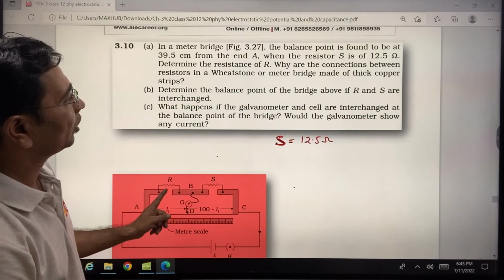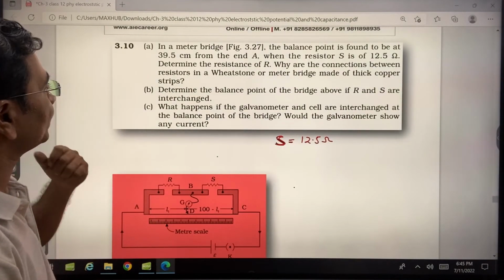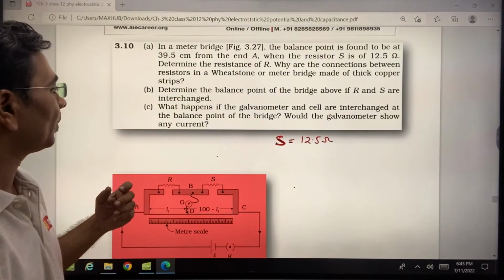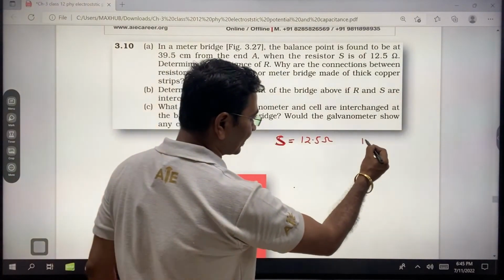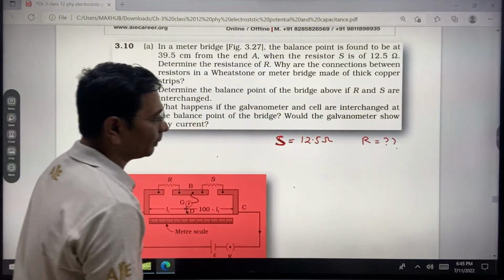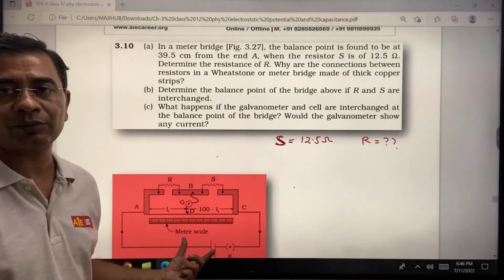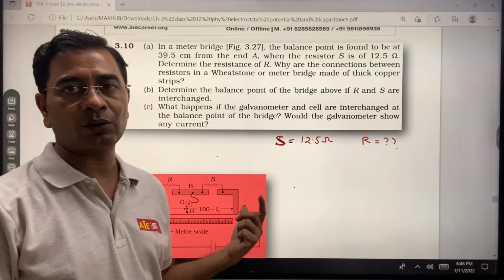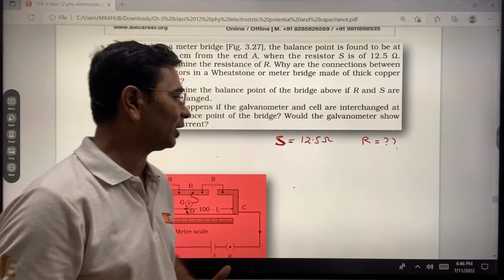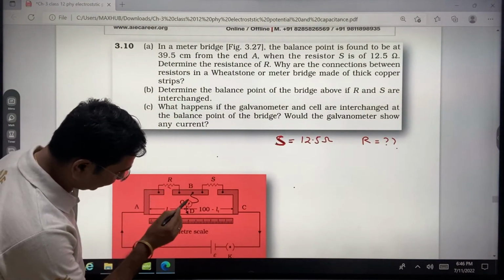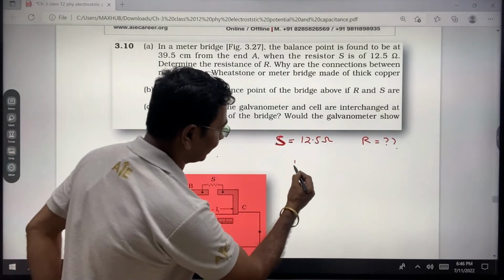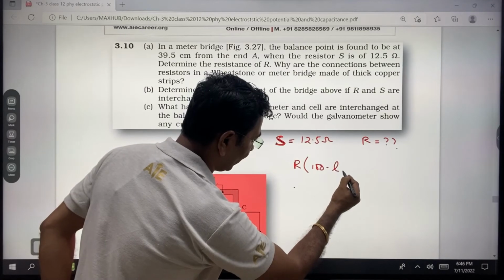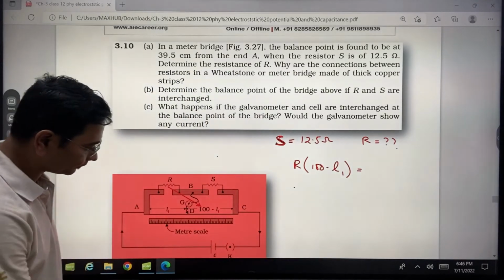Determine the resistance R. Why are the interconnections between the resistances of the Wheatstone bridge or meter bridge made up of thick copper strips? That is later on. First of all, you need to find this R. This R I don't know, but a meter bridge is always based on the Wheatstone bridge. So if it works on the principle of the Wheatstone bridge, it means we will equate the opposite arms. So with R, what will go, 100 minus L. So here we got R, that will be the product of 100 minus L1, whatever the reading is.